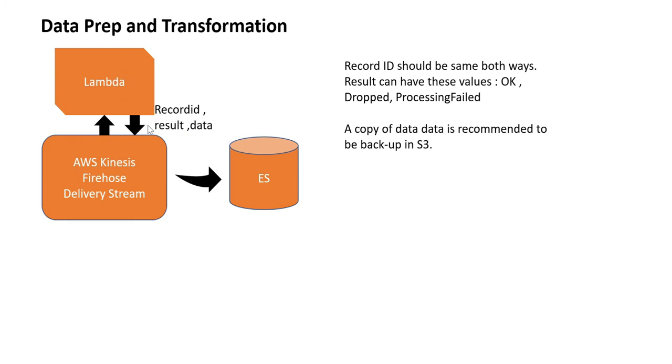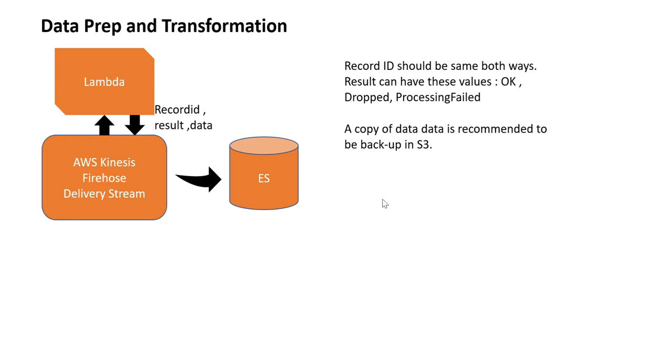So there are three things it sends: record ID, result, and data. Result is like the status, whether it's successful, etc., and data is the actual transformed data. So the record ID has to be the same both ways. Then it sends the status and the data. The result can have these values: OK, dropped, or processing failed. Dropped means there is a genuine reason why it got dropped, but processing failed means the transformation could not succeed.